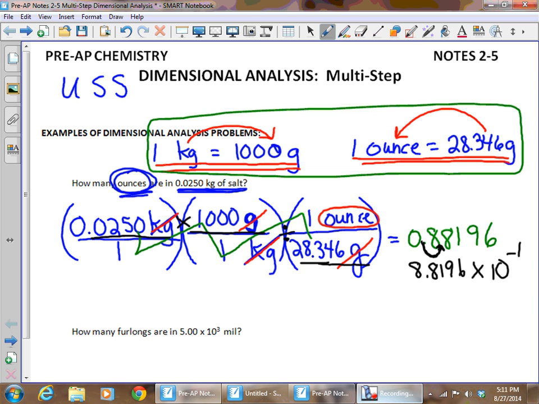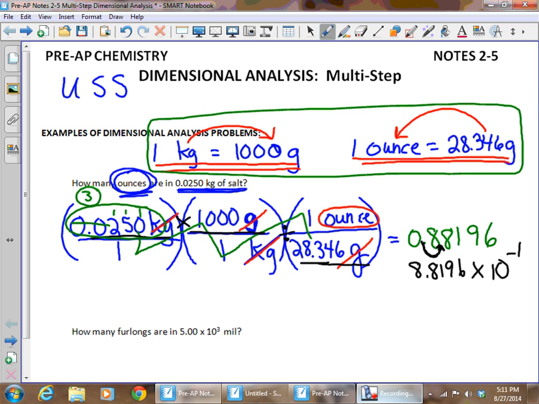Now I need to get it in correct sig figs. If I look at the values in the problem, this value right here has 3 sig figs. The first 2 zeros, those leading zeros are never significant. The 2 and the 5 are automatically significant. That 0 on the end is significant because there's a decimal showing. So 3 sig figs there.